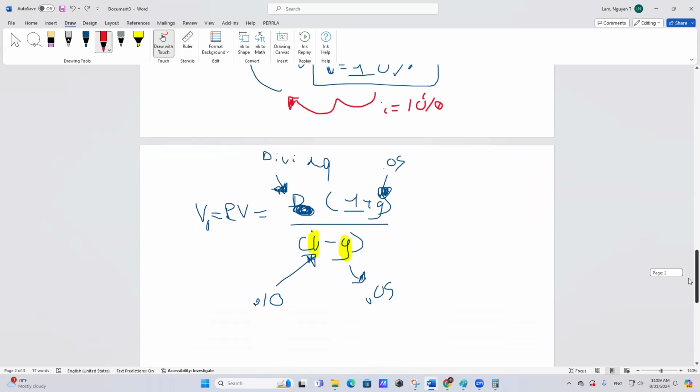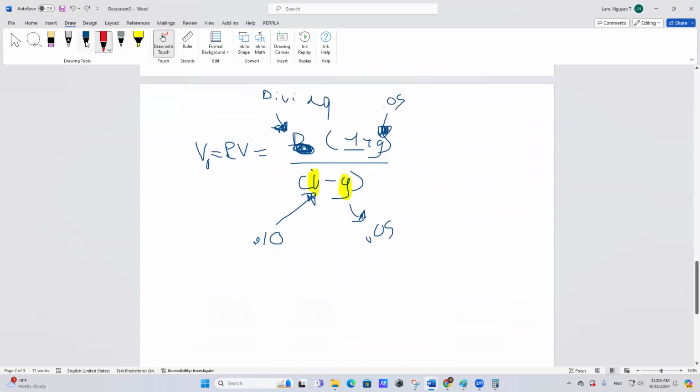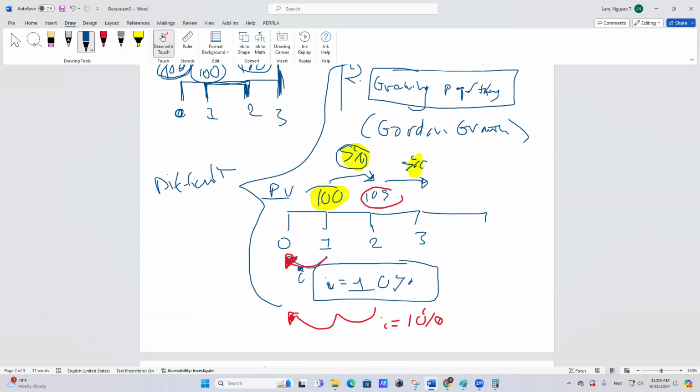If you plug into the calculator, let's say, okay, we will start putting into the calculator. So D0, what is D0 at this point? D0 is the first payment that hasn't experienced a 5% increase, that is 100.